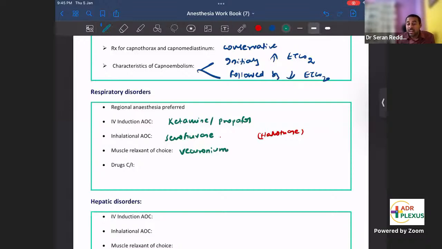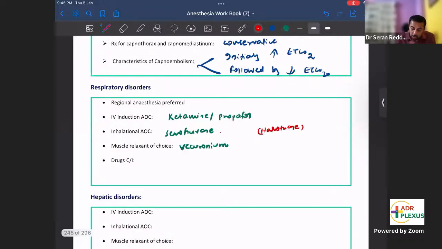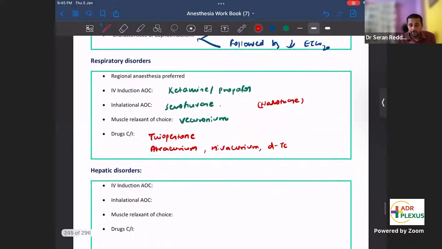See, all the drugs which can release histamine, like atracurium, mivacurium, we can't use in respiratory disorders because they may cause bronchospasm. And what are the drugs contraindicated? Thiopentone, because it may cause bronchospasm, and atracurium, which may cause release of histamine, and also mivacurium. There are other drugs also like d-tubocurarine, but I'm not mentioning them because we are not commonly using them. At least remember atracurium and mivacurium.